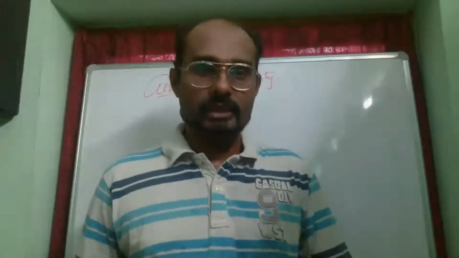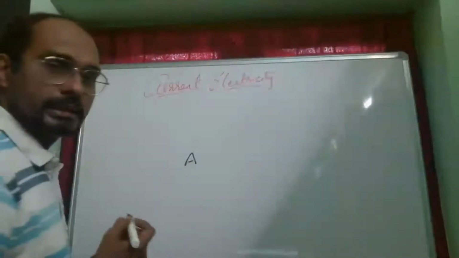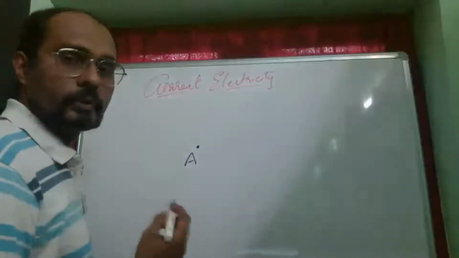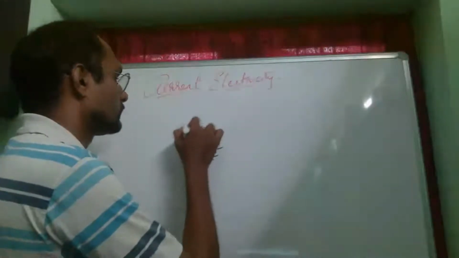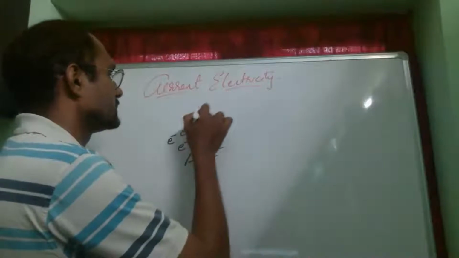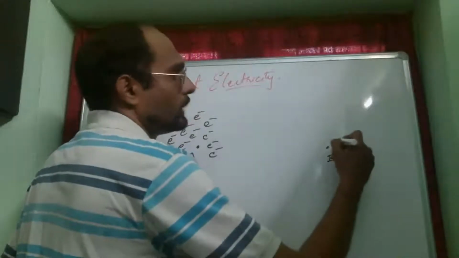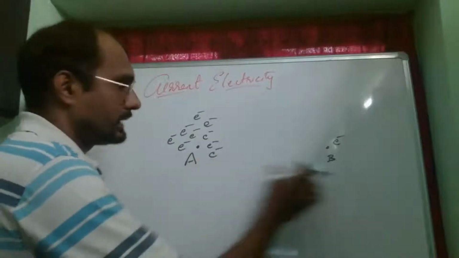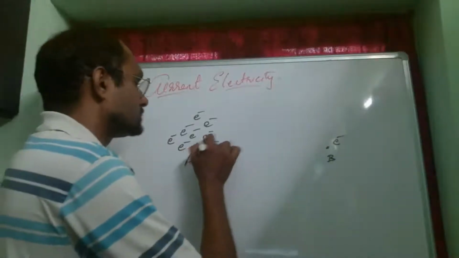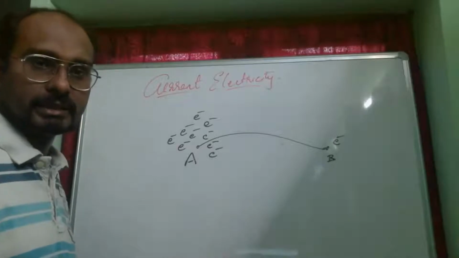Similarly, if there is a point A where there are more charged particles, say 1, 2, 3, 4, 5, 6, 7, 8, 9 electrons, and there is another point B where there is only one electron, so there are more charged particles here and fewer charged particles here, and I join these 2 points A and B by means of a conducting material.